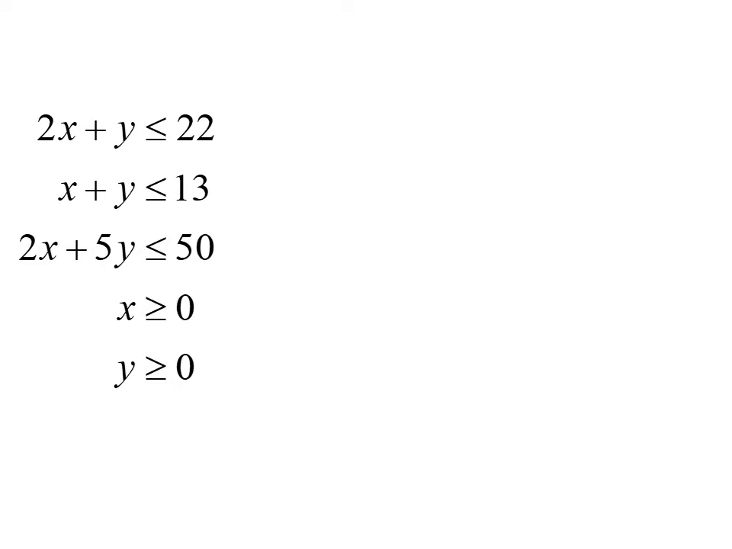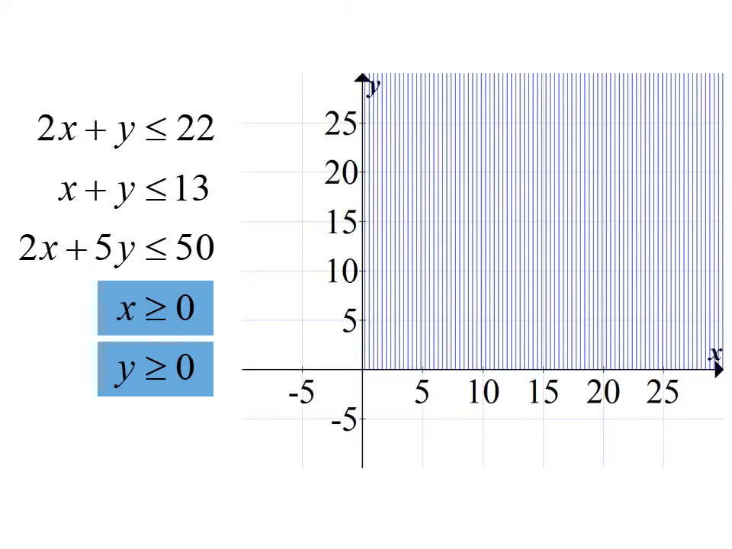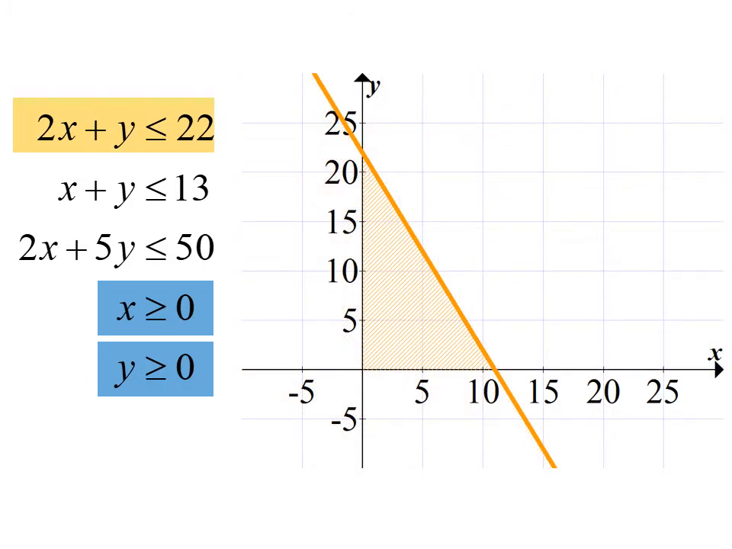Now, let's notice first off, like on the last problem, the x greater than 0 and y greater than 0 just means we're talking about quadrant 1. So we'll get that out of the way real quick. And then we'll graph each of those one at a time, starting with the top one in yellow. Here's the line that's associated with that, and we're shading below the line.